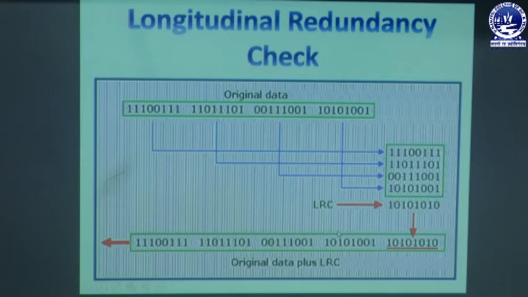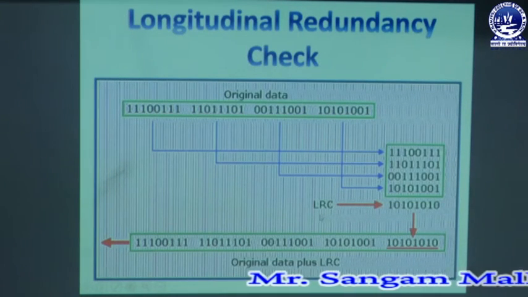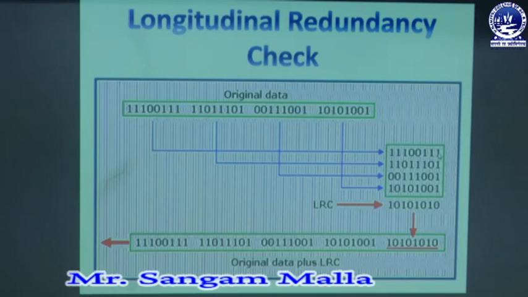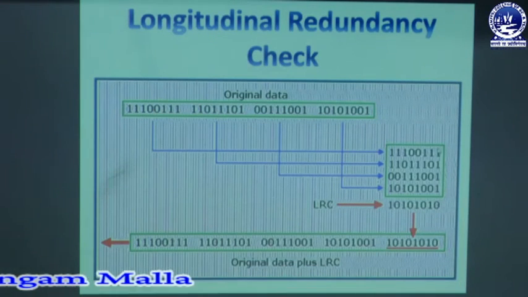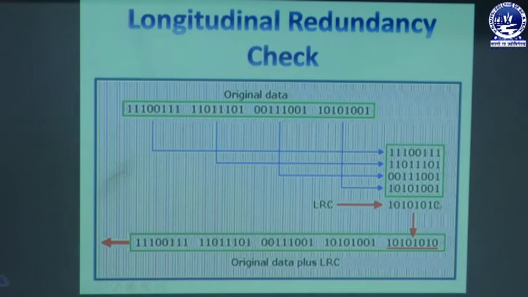Now we will take another example of longitudinal redundancy check. Here you can see that this is the original data. There are 4 bit streams of data written over here. You can see the LRC that has been calculated over here. You can see that we have an even parity check.